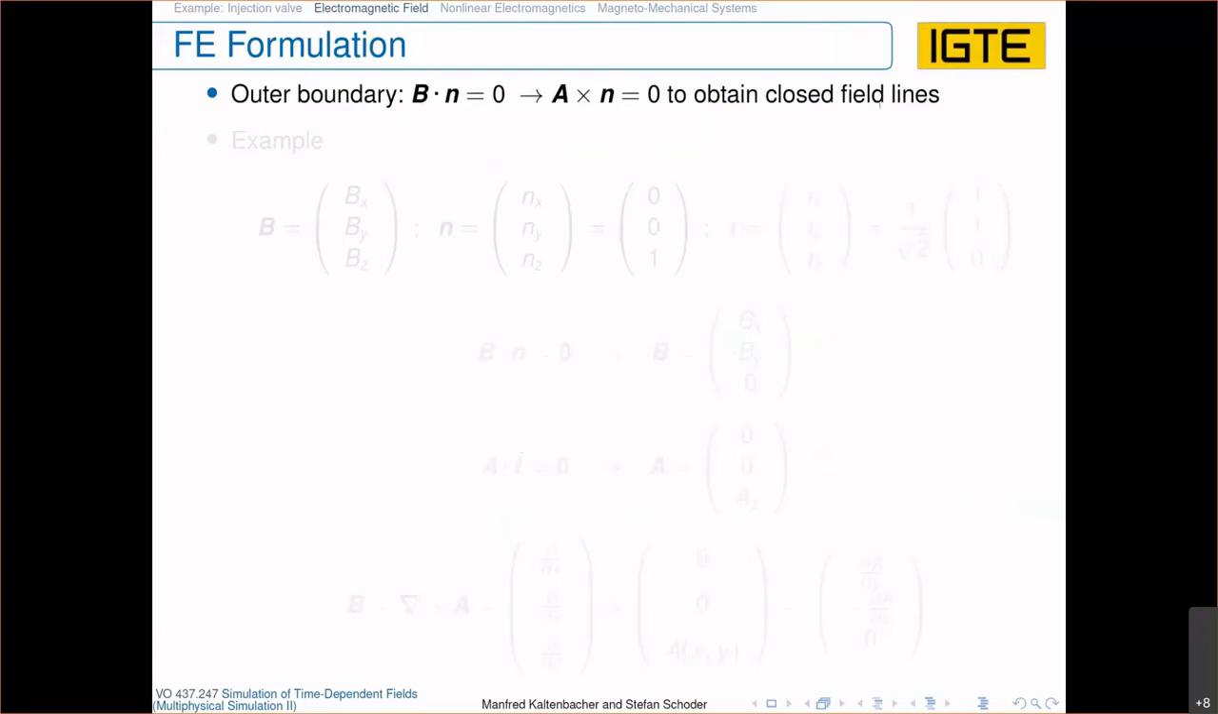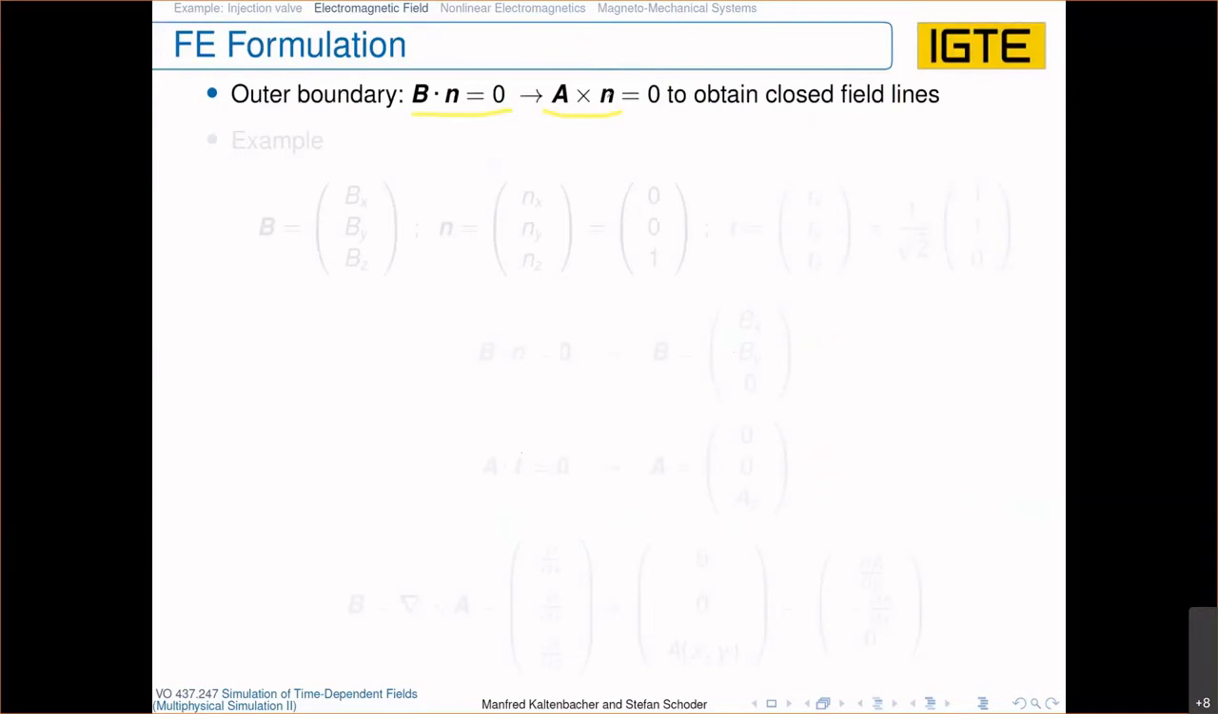At the outer boundary, it is not allowed that any flux lines go out of the domain, because we have a solenoidal field, we have closed flux lines, which means that the dot product between B and n is equal to 0, or transforming it to the magnetic vector potential, since B is equal to the curl of A, it means that the cross product between A and the normal vector of the surface has to be 0, which means that the tangential components of the magnetic vector potential has to be 0.